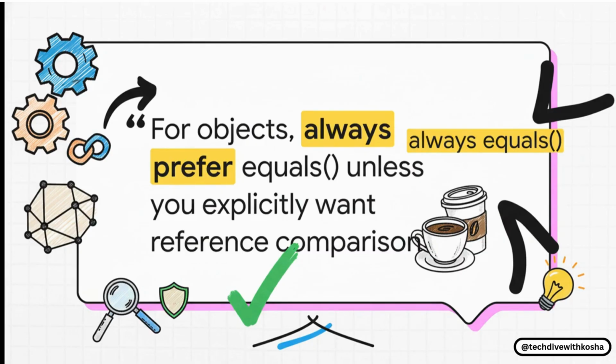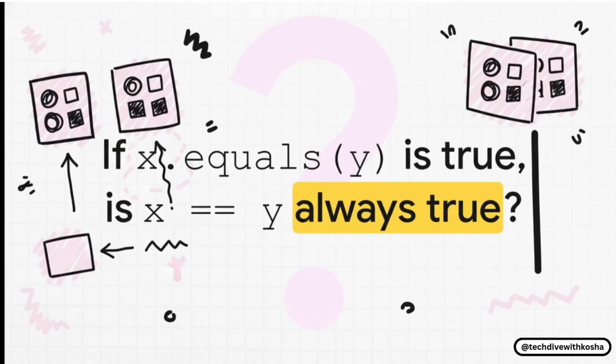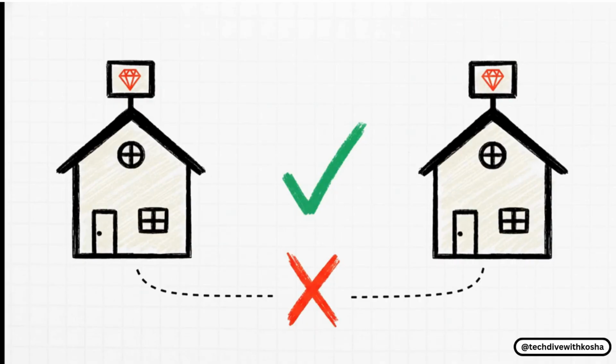It's that simple. All right, one last quick gut check. An interviewer might try to flip the question on you to see if you really get it. They'll ask, okay, so if x dot equals y is true, does that guarantee that x double equals y is also true? And the answer is a big, confident no. Absolutely not. And you know exactly why. You can have two totally separate houses in two different cities, but if they both have the house number 10, they are equal in content, but they are definitely not the same physical building.